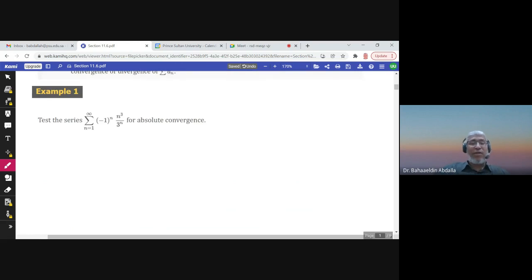So for example, here in this series, a_n is negative 1 to the power n times n to the power 3 over 3 to the power n, while a_{n+1} would be replacing n by n plus 1. So it's negative 1 to the power n plus 1, and then n plus 1 to the power 3, and then 3 to the power n plus 1.